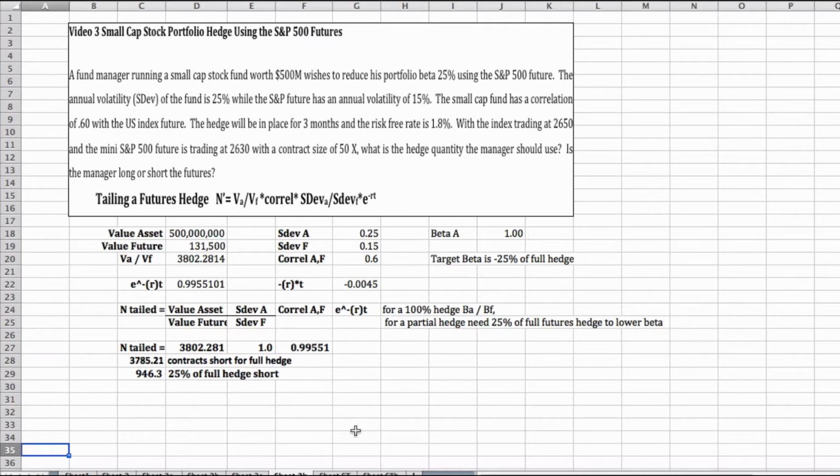Had they told you the beta was 1, it would have been a ratio of beta 1 over beta 1 for the future, and you'd still have to get 25% lower. So you can work with the correlations, you can work with the betas, and as we've seen with bonds, you could also do this for stocks, work with the target beta of a fund.